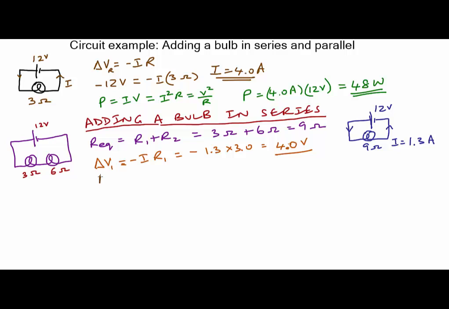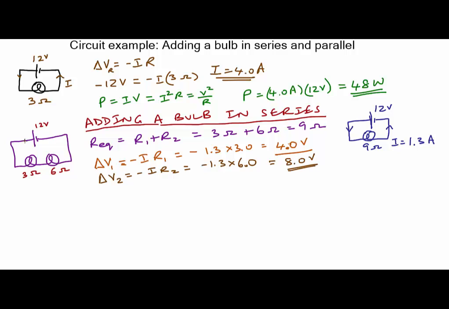And when we do that for the second bulb, delta V2, the potential difference across the 6-ohm bulb, we would have minus I times R2, same current, different resistance, so minus 1.3 times 6.0, and once again, when we use the multiple significant digits for intermediate answers, this will give us 8.0 volts.